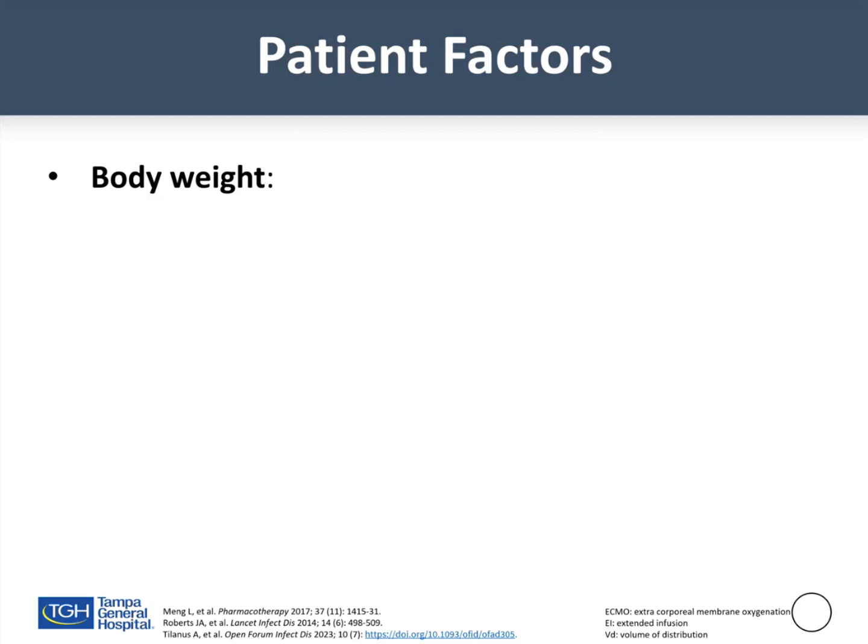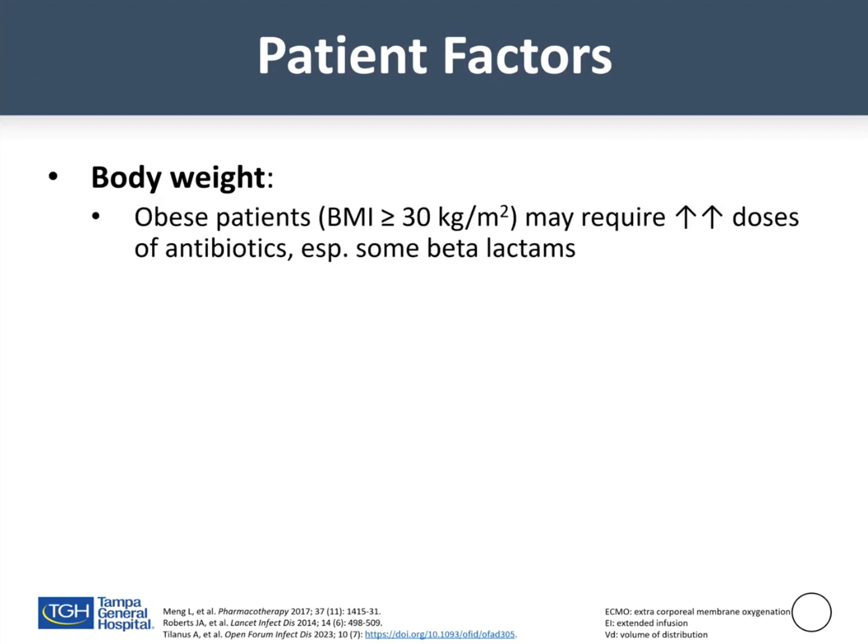Finishing this out with some patient factors, body weight is going to go into the equation as to how we're going to dose certain drugs. So obese patients, BMI usually we're thinking of at least over 30, may require increased doses of antibiotics. So definitely our beta-lactams can come into play. The group out of Stanford actually has some really good papers that break down a lot of the literature and data and ask how obesity affects the dosing of different drugs, not just beta-lactams, but all different antimicrobials. So that can be a good reference to review when you have some free time.